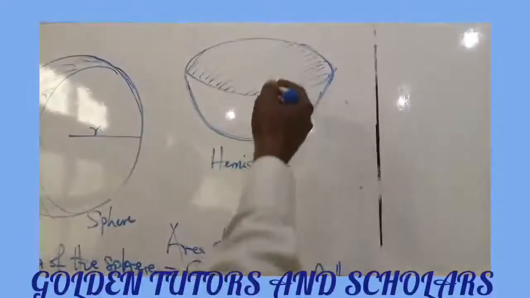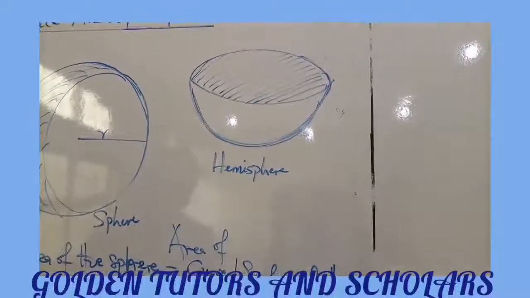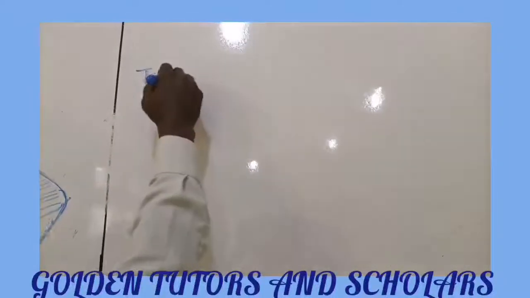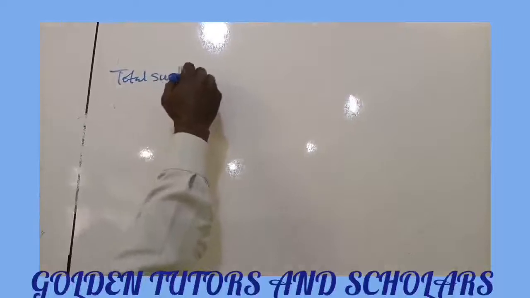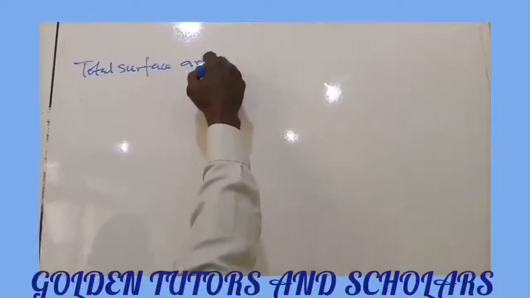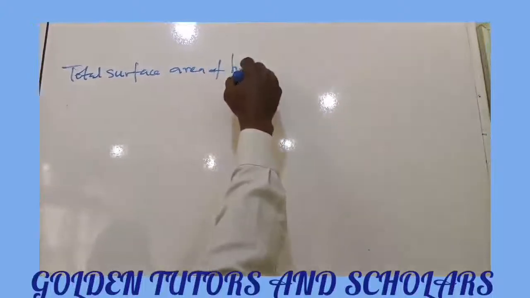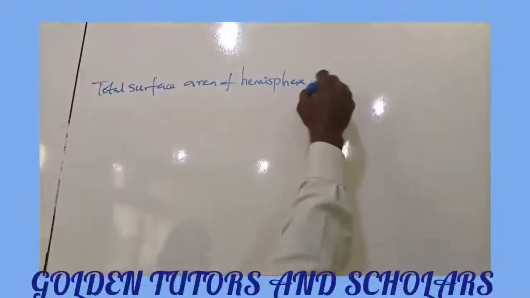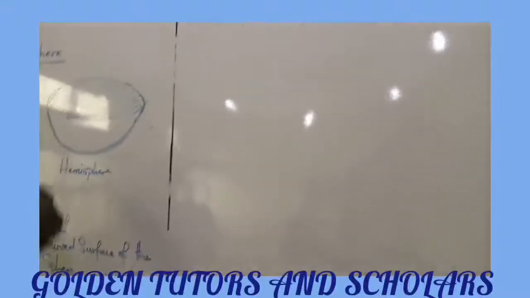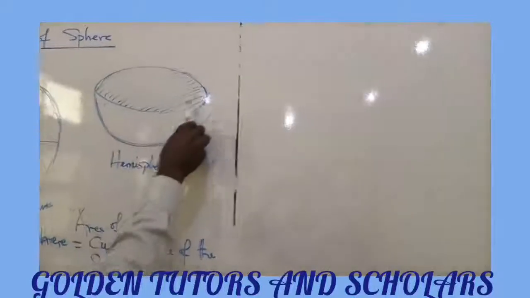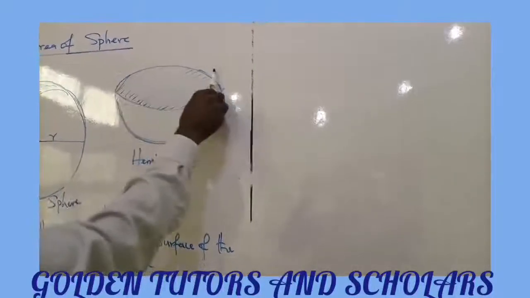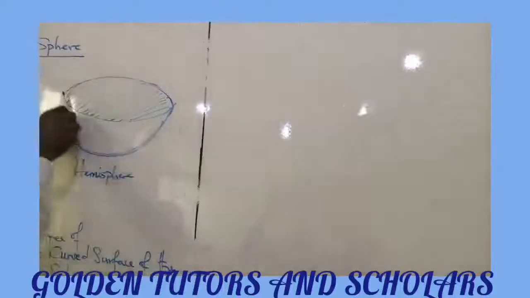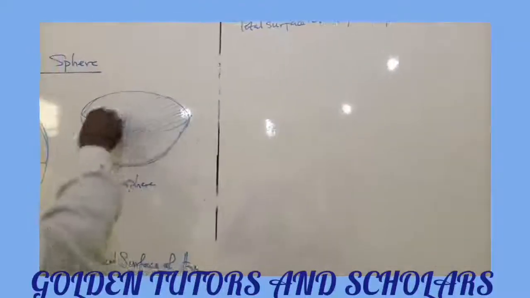How do we determine the total surface area of this hemisphere? The total surface area of the hemisphere will be equal to the area of this curved surface here plus the cross-sectional area, which is a circular surface. This is a circular surface, and this is a curved surface, and this is the cross-section.